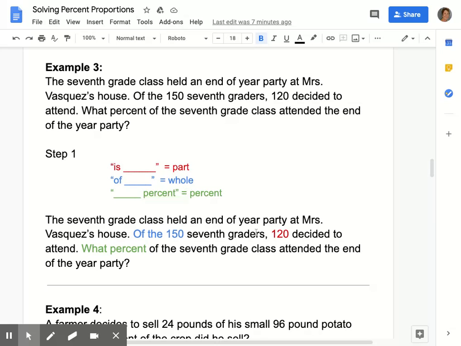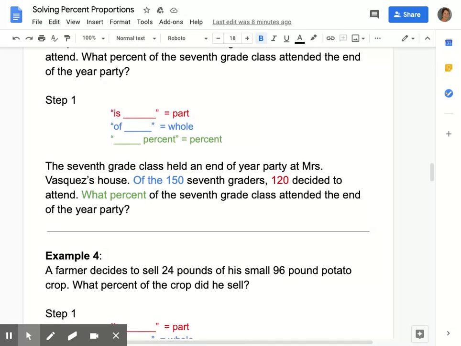So the first thing I did was look for the word "is" something, and I did not see that in the problem. So I went to the next thing. I said, is there "of" something? And it says of the 150 7th graders. So I said, oh, that's the whole. I made that blue. And then I looked for something percent, and I found what percent. So I made that green. So then I looked back and said, okay, what is the part? What will I make red? And then I saw, oh yeah, 120 is the part.